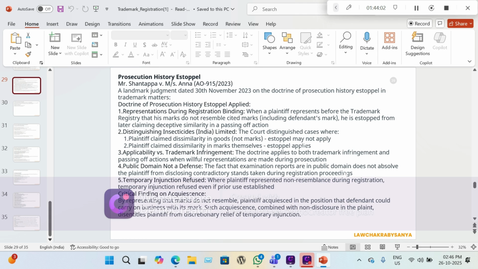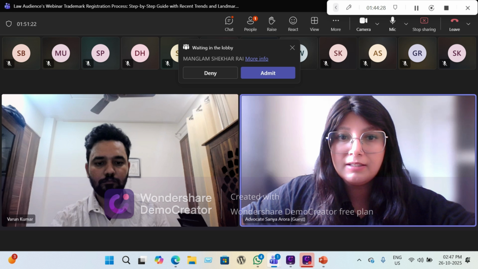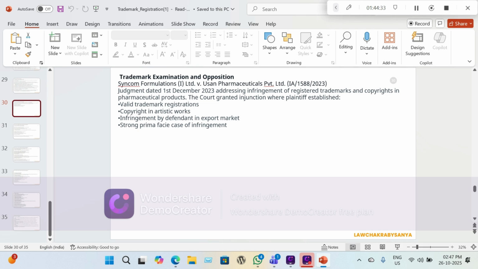Now, on the next slide, we have a case pertaining to trademark examination and opposition. Syncom Formulations versus Yusin Pharmaceuticals. It is a December 2023 judgment where they addressed infringement of registered trademarks and copyrights in pharmaceutical products, and the court granted an injunction where the plaintiff established valid trademark registration, copyright in artistic work, infringement by the defendant in the export market, and a strong prima facie case of infringement. So all of these ingredients had to be met, and then relief was granted in their favor.